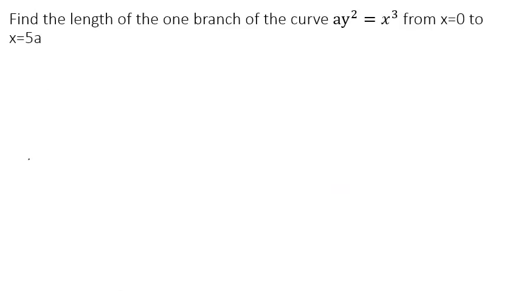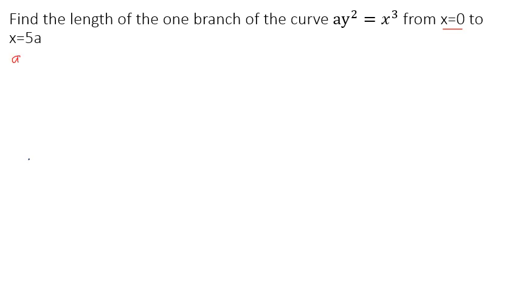Now, let's try to find the length of the one branch of the curve ay squared is equal to x cubed from x equals 0 to x equals 5a. So the thing here, you are asked to find the length of only one branch of the curve. So the first thing that you need to do is to get the intersection points. So we are given the parameters x equals 0 to x equals 5a.